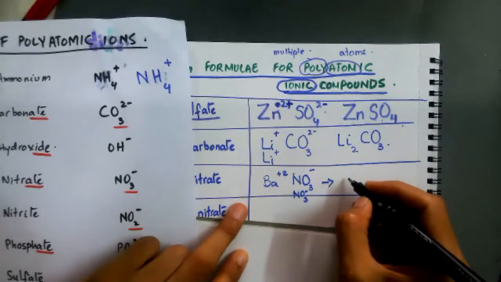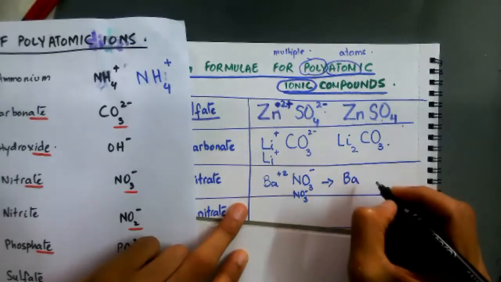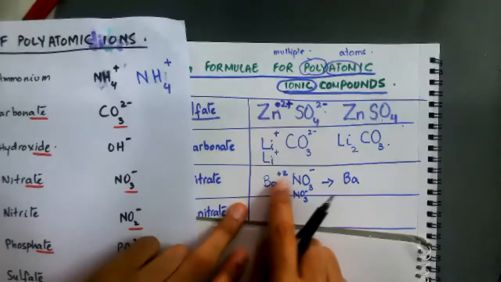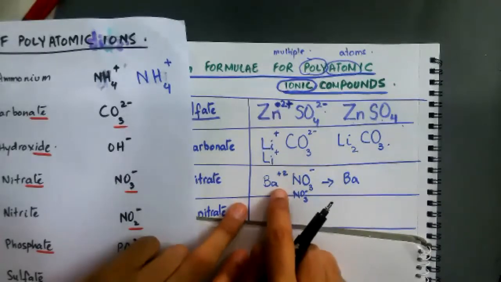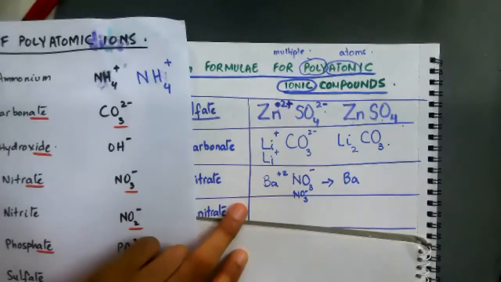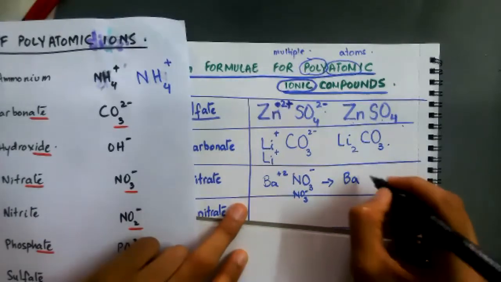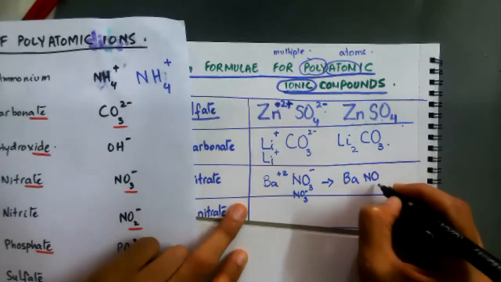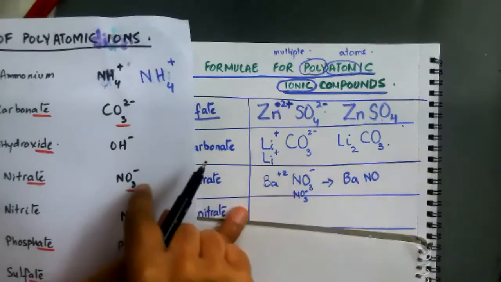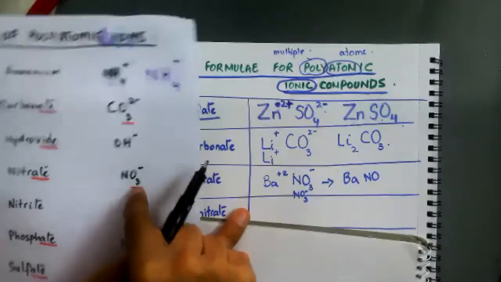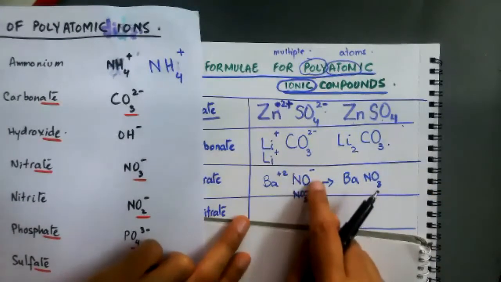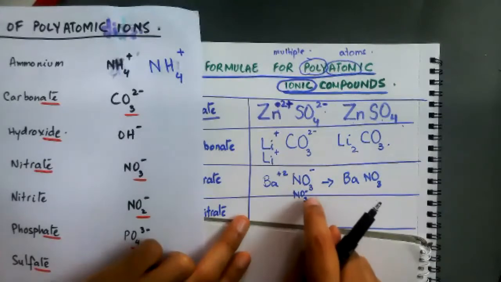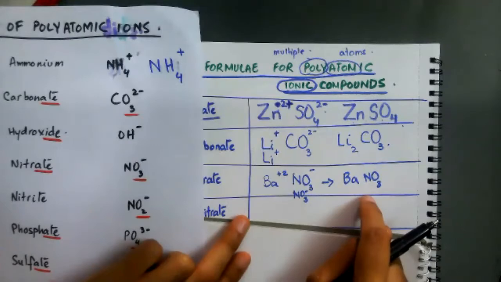We have Ba. Not two, because we have only one barium ion. We have only one barium. Yes, Manal. NO3, yes, because that's the formula for nitrate. So you will write NO3, and then there are two of them. Right? We're going to add a charge of minus two?